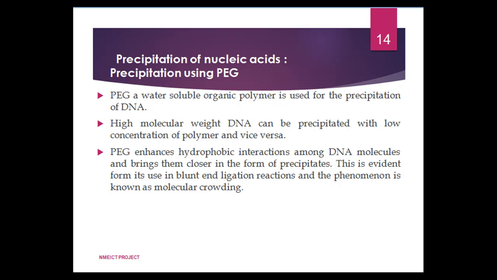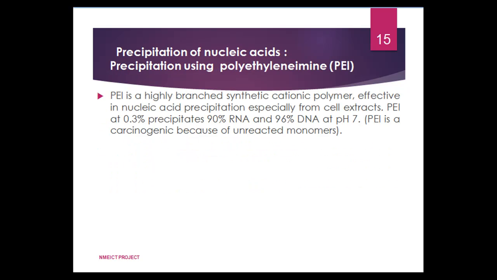PEG, a water-soluble organic polymer, is used for the precipitation of DNA, and we have seen it is even used for the precipitation of proteins. High molecular weight DNA can be precipitated with a low concentration of polymer and vice versa. PEG enhances hydrophobic interactions among DNA molecules and brings them closer in the form of precipitates. Another is precipitation using polyethylene imine, shortly called PEI.